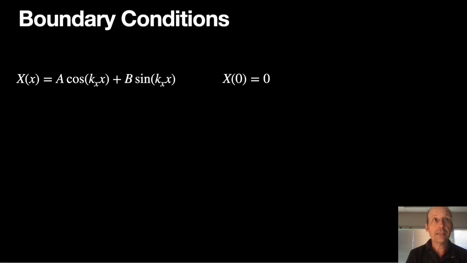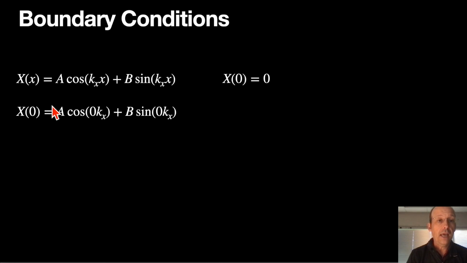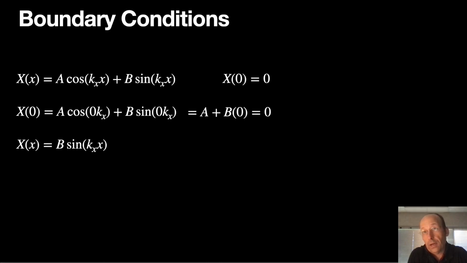If I put in x equals 0, then I get a cosine of 0 plus b sine of 0. Well, sine of 0 is 0, so that term's gone. And that leaves me with a, because cosine of 0 is 1, plus 0 is equal to 0. So a is 0, right? So now I have this as my function, x of x equals b sine kx.